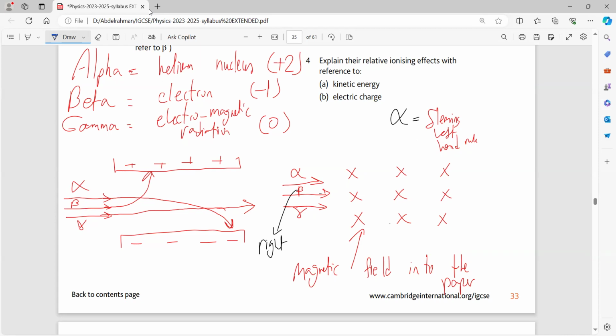From left to right, the alpha will move upwards due to the Fleming left-hand rule, but with a weak deflection. The beta will move downwards, right-hand rule, strong deflection, and the gamma will not deflect. We can't see the North and South Pole here. No, you cannot see it. That's why I stated that the magnetic field is into the paper. So your first finger, which is the index finger, is into the paper.